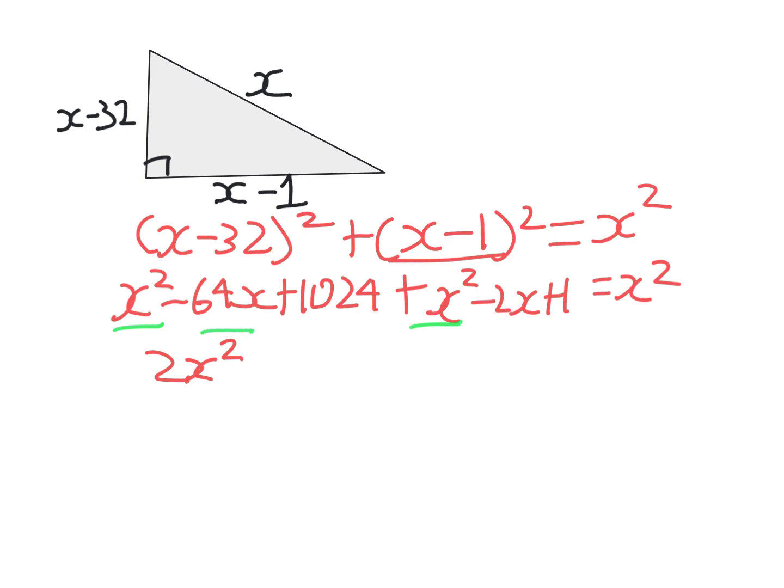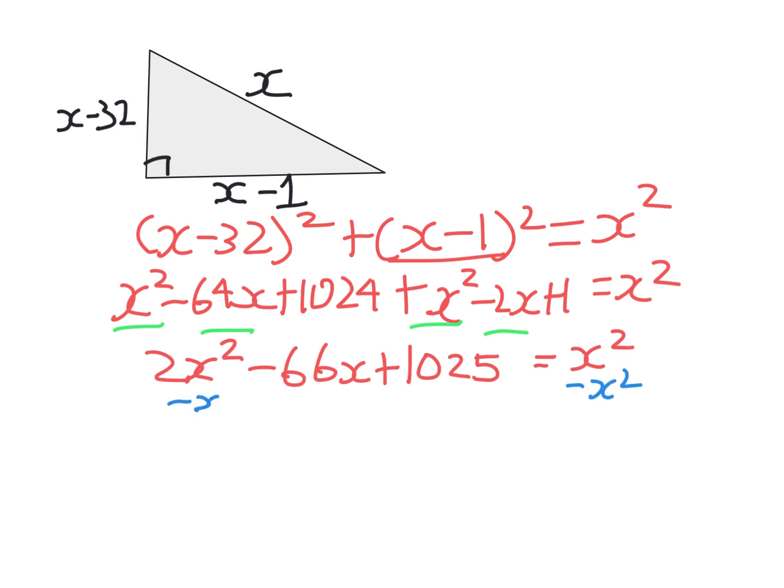Then we have negative 64x minus 2x, so negative 66x. And 1024 plus 1 gives us 1025. Now, when solving quadratic equations, one side must be equal to 0. So I'm going to subtract x squared from both sides of the equation so they cancel out and one side is equal to 0. I thus have x squared minus 66x plus 1025 is equal to 0.